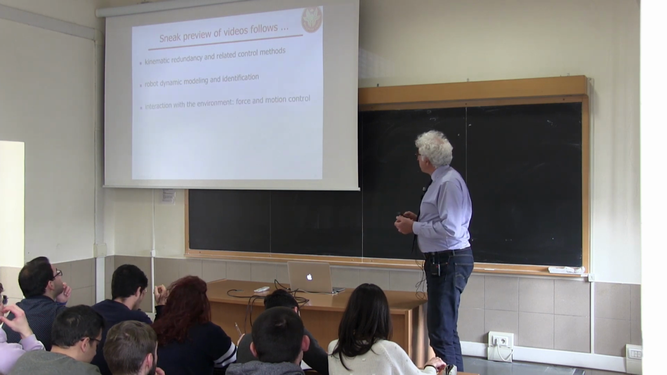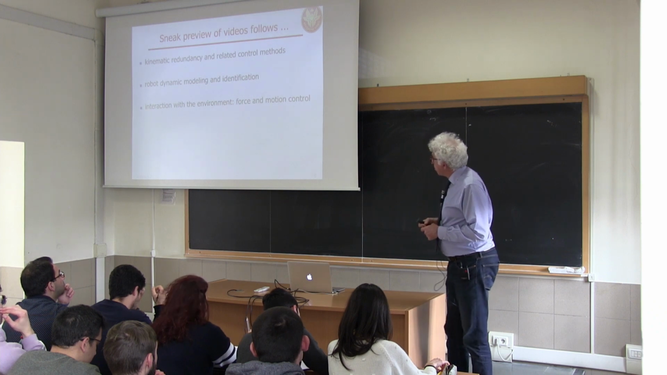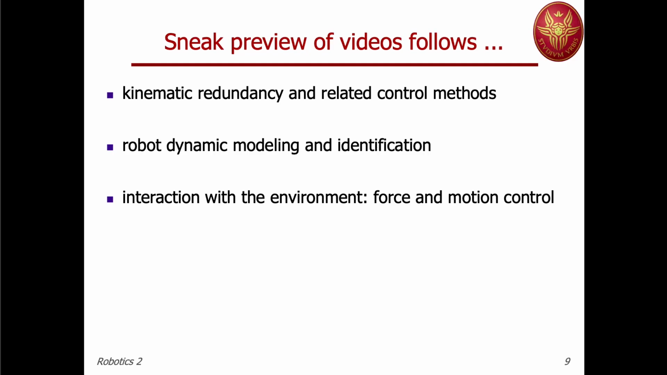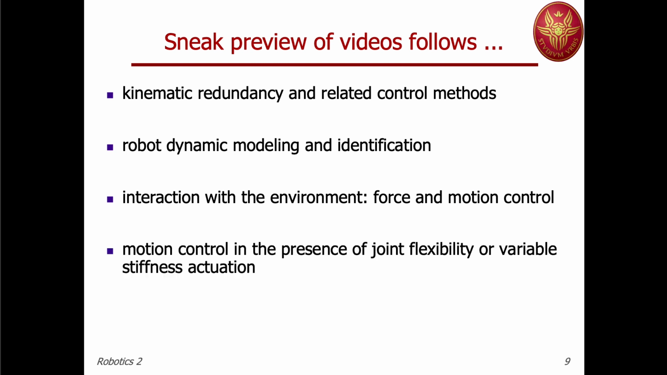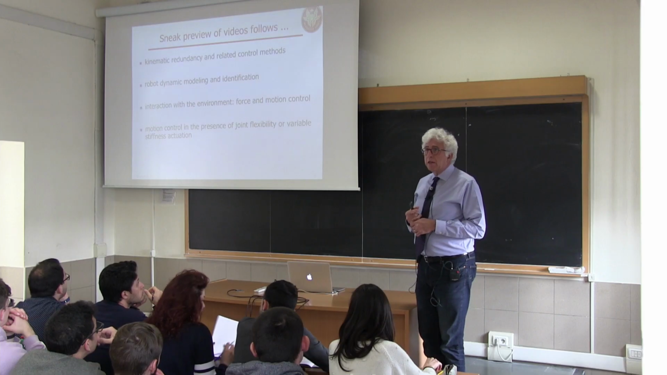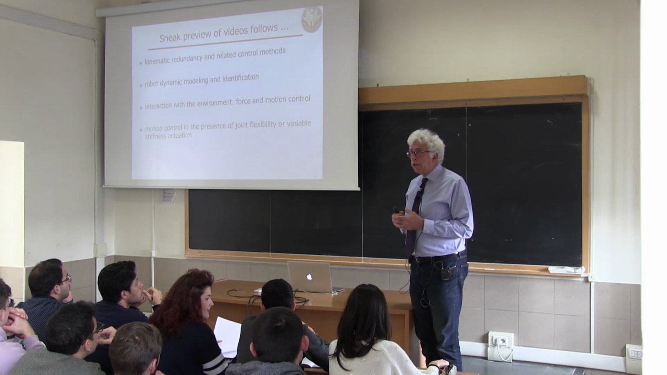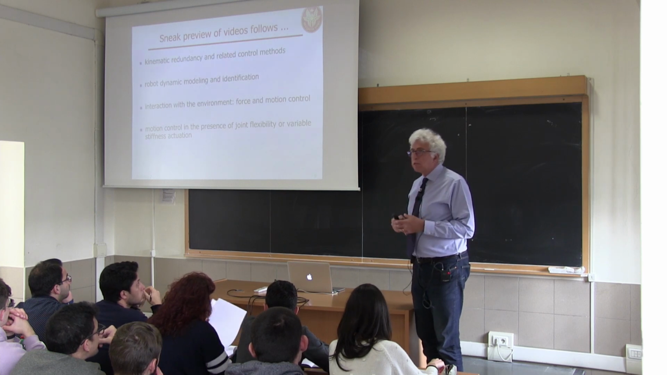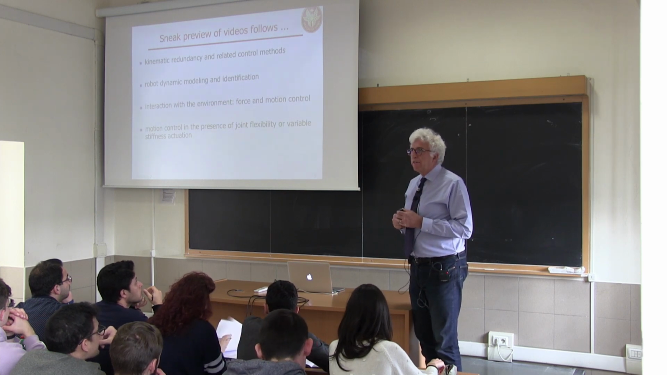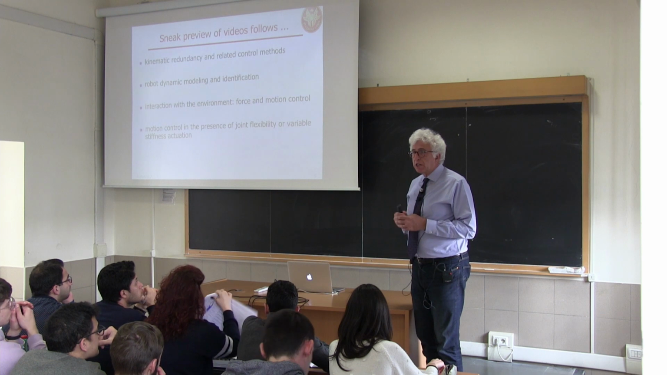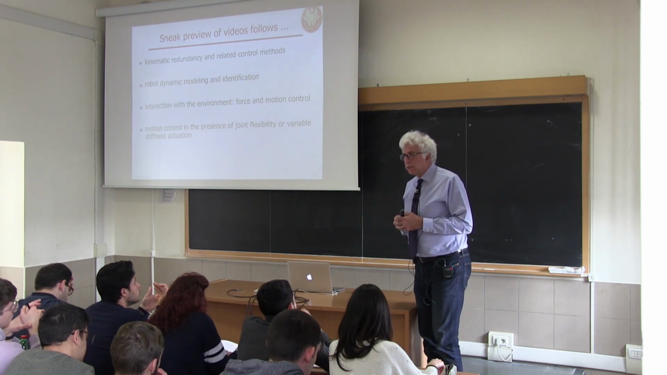Now we will move on, presenting more videos on interaction with the environment, so force and motion control simultaneously. Also on pure motion control, and in particular, I would like to show you some issue related to the fact that we assume that the robot is rigid, fully rigid, so it means rigid links, which is a very reasonable assumption, and also rigid transmission, which is not always the case.